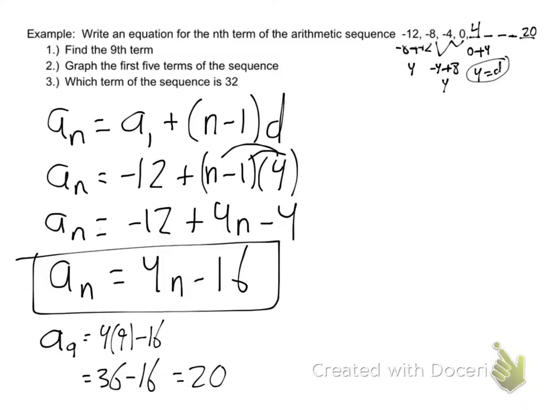Let's think of it differently. Let's think of it as those are my y values. What do you think are my x values? What term is negative 12? 1. Negative 8? 3, 4, 5. You now have a set of points if you think of it as 1, negative 12. 2, negative 8. 3, negative 4. 4, 0, so on, so on, so on.